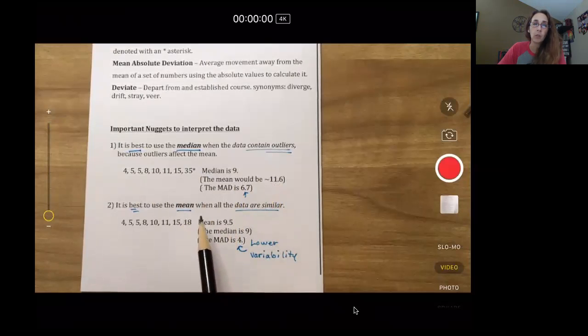So when do you use the mean? Well, you want to use the mean when your data is similar. Meaning if we have this set of numbers where that last number is now 18, which is close to 15, now our mean is 9.5, which is close to that median. And then our MAD, our mean absolute deviation, is 4. And you can see that it only deviates 4 higher or 4 lower on average from the mean. And again, take into account that the median is 9. So it's still very close to that measure of center. So this is the best one.